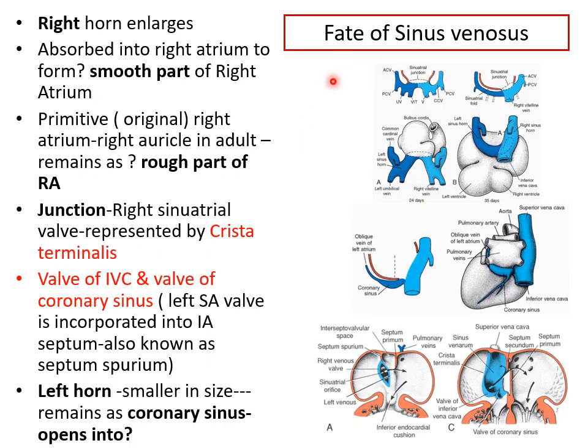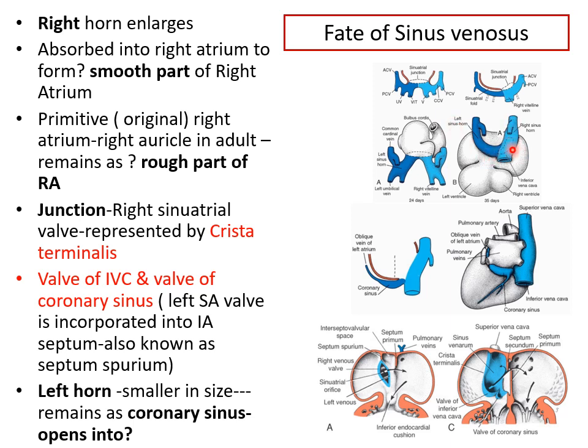Now let's see the fate of sinus venosus. So far we have seen what happens to the right horn of sinus venosus. So in this picture, when the heart tube has folded, look, the sinus venosus has come to lie posterior to the developing atrium, right? So you can see the right horn and the left horn.